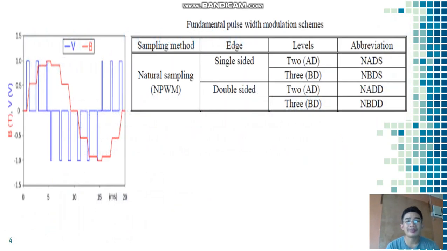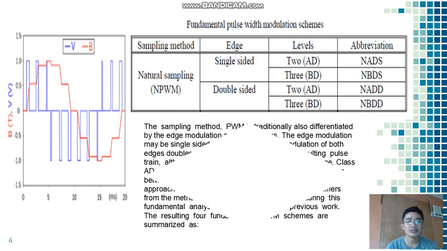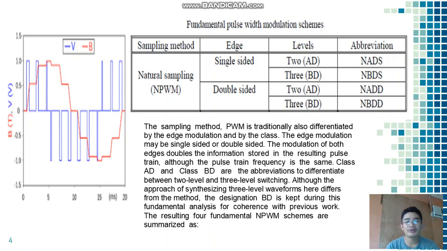Let's proceed. Fundamental pulse width modulation schemes. There are two types, single-sided and double-sided. The sampling method of PWM is traditionally also differentiated by the edge modulation and by the class. The edge modulation doubles the information stored in the resulting pulse string. Although the pulse string frequency is the same, class AD and class BD are differentiated between two-level and three-level switching.